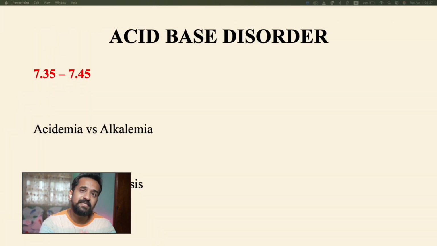Now, the acid-base disorder has some normal values, and you all need to know that, okay? So pH is 7.35 to 7.45. That's one parameter of ABG. Another is oxygen, which is 80 to 100. And then there is the carbon dioxide, which is 35 to 45. And your bicarb, which is 22 to 26.